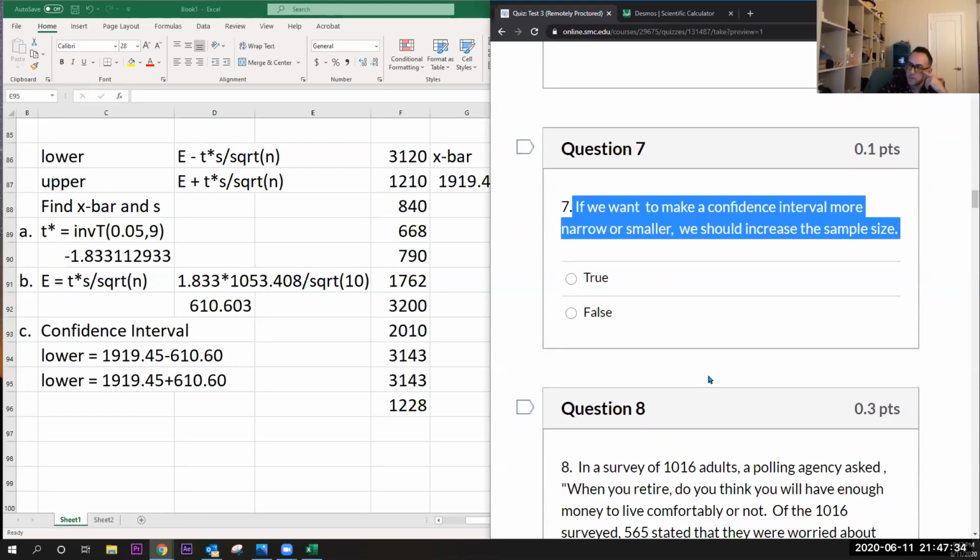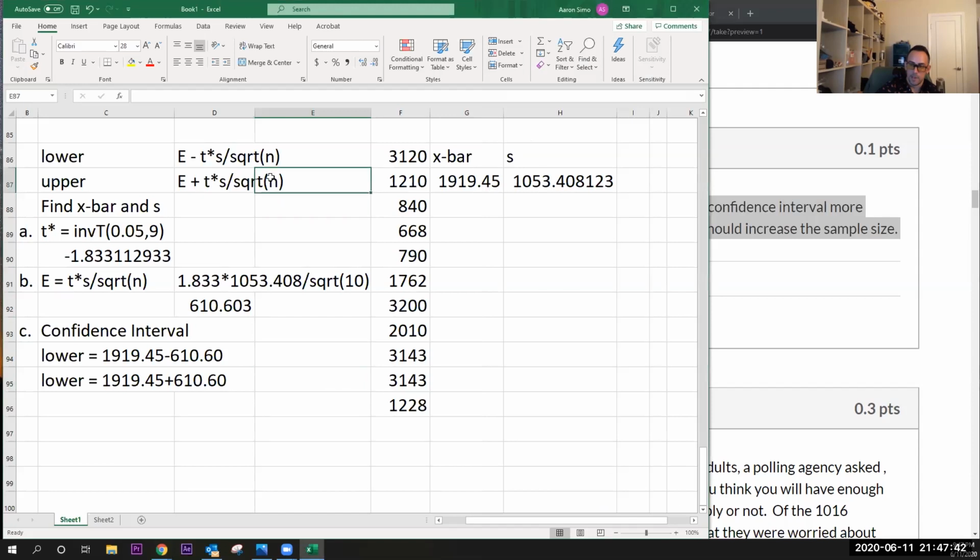That's true, because if we increase the sample size, it gets more narrow, right? Yeah. It's going to get more accurate, because as you divide by n, here's the margin of error formula, the margin of error gets smaller because you're dividing by a bigger number. So yeah, we say true. True on that one for sure.